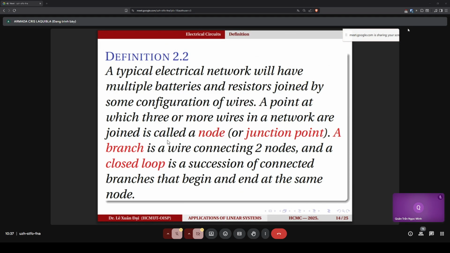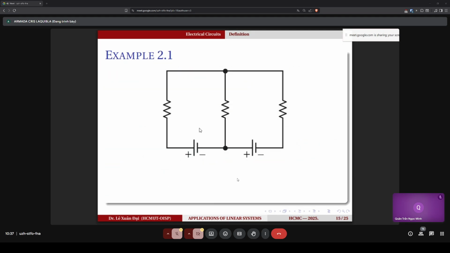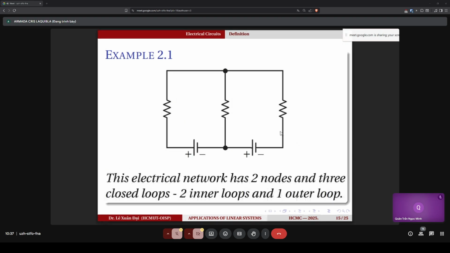We have also a node here. It's a point at which three or more wires in a network are joined. And we also have a branch, a wire connecting two nodes, and a closed loop is a succession of connected branches that begin and end at the same node. So if you have this one in 2.1, this electrical network has two nodes, this point here and this point here. That's a node. Now, three closed loops. We have this first loop, second loop, and the third loop. All of that, the big one. Next, two inner loops you have there, and then one outer loop.